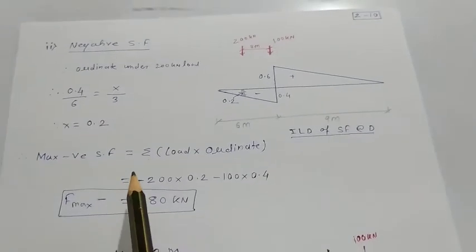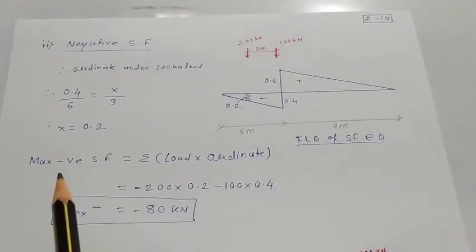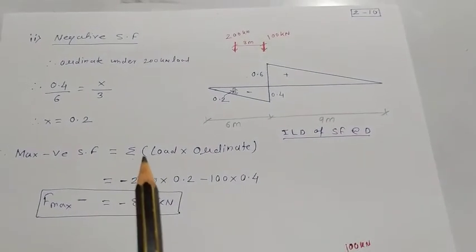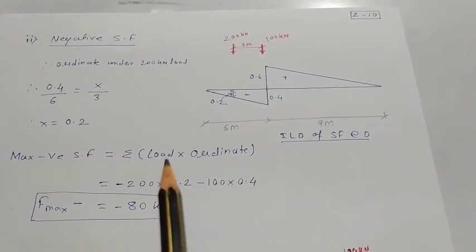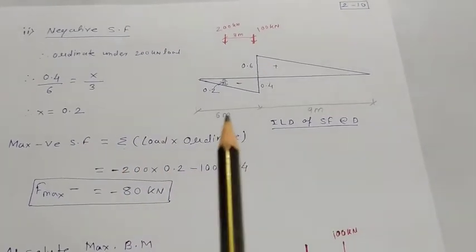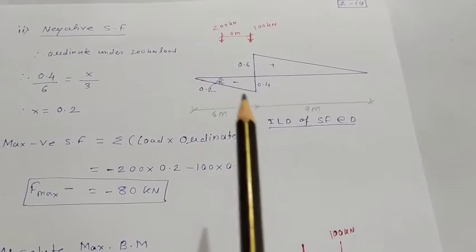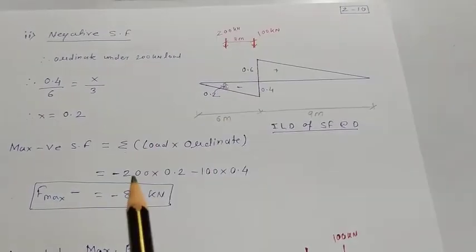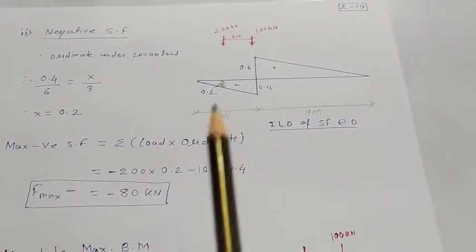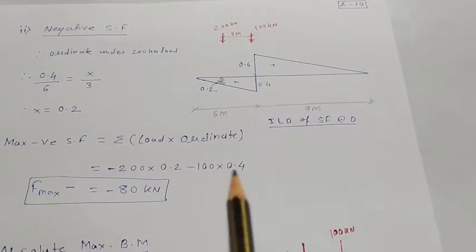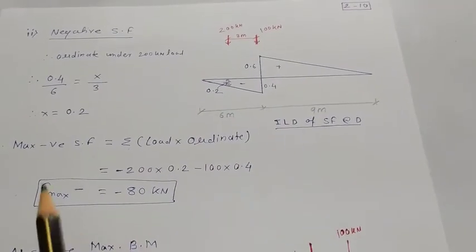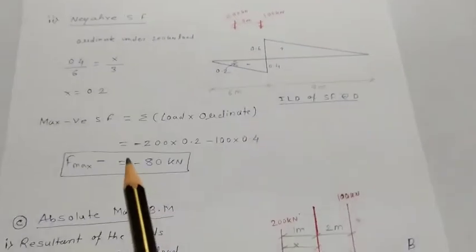So the equation will be the same. Maximum negative shear force is equal to the summation of load multiplied by ordinate. So the negative area will be covered by the load system. So minus 200 into 0.2 minus 100 into 0.4. You will get the maximum negative shear force.